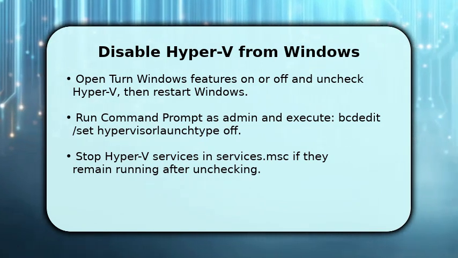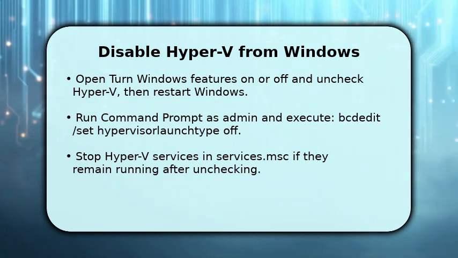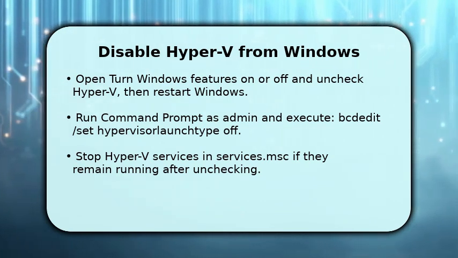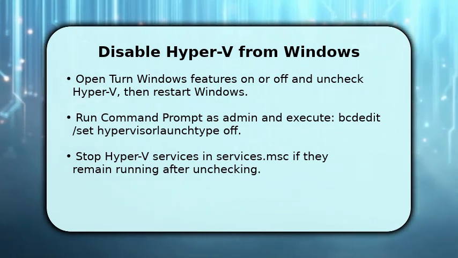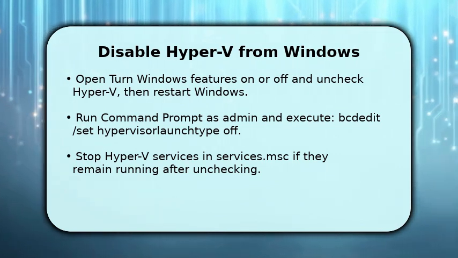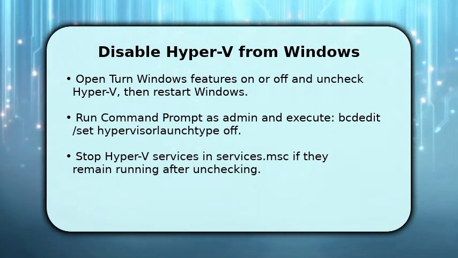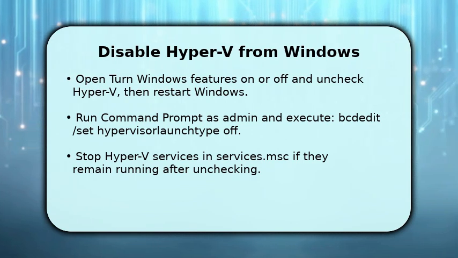Alternatively, open an elevated command prompt and run bcdedit /set hypervisorlaunchtype off to prevent Hyper-V from launching. After reboot, open Services.msc and confirm Hyper-V Virtual Machine Management Service is stopped. If any Hyper-V services still run, set their startup type to disabled.